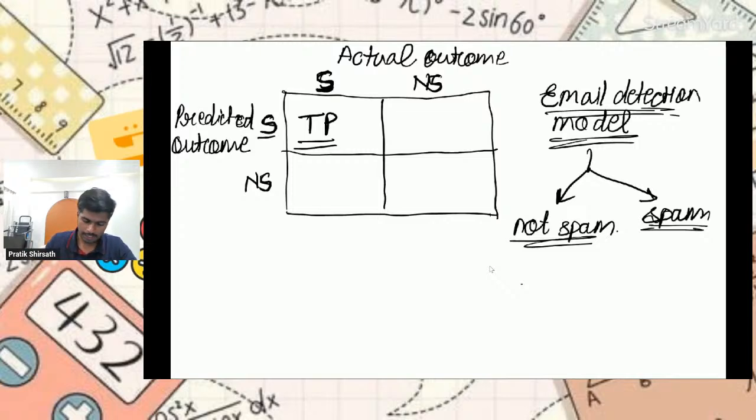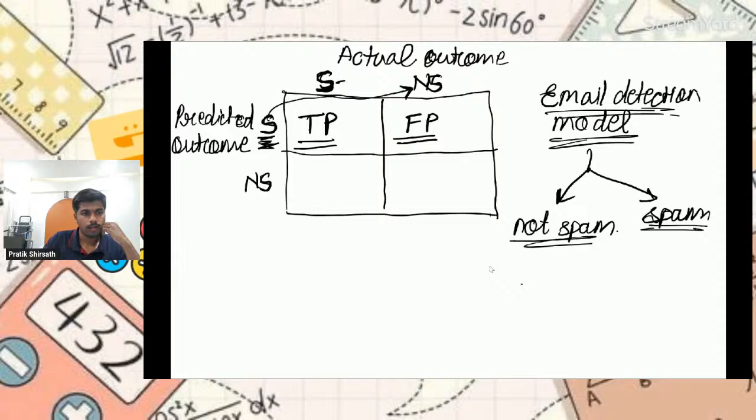The model predicted an email as spam, and the prediction was correct on the basis of the actual outcome. So this is the true positive. Now the second is when the model predicts the email as a spam email, but in actual it was not a spam email. At such times, it is a false positive.